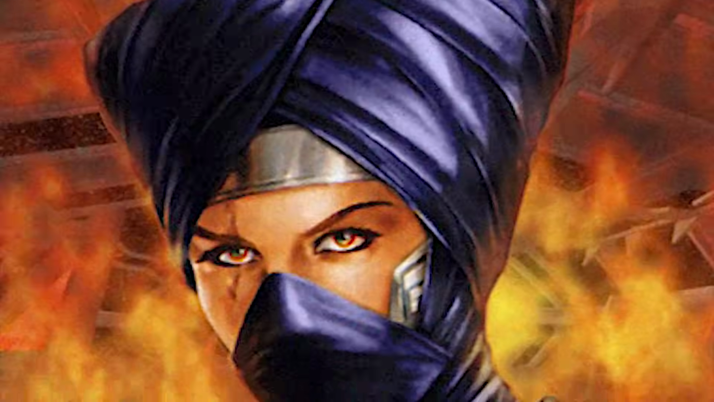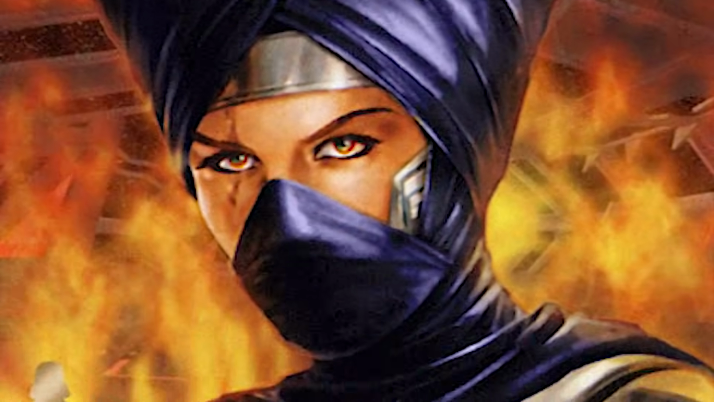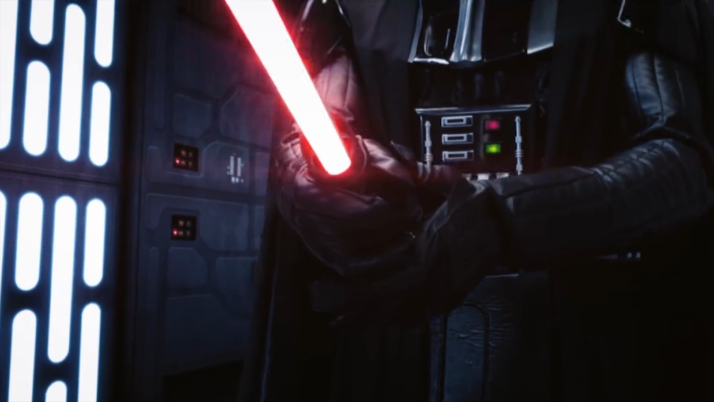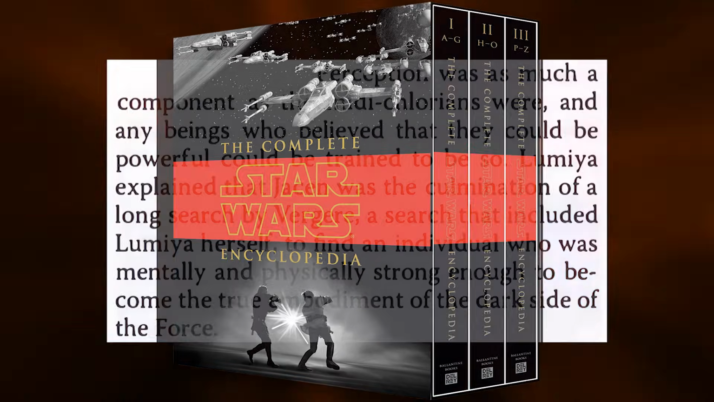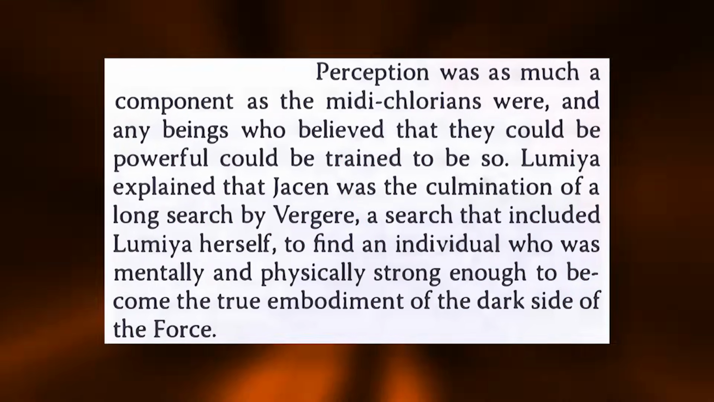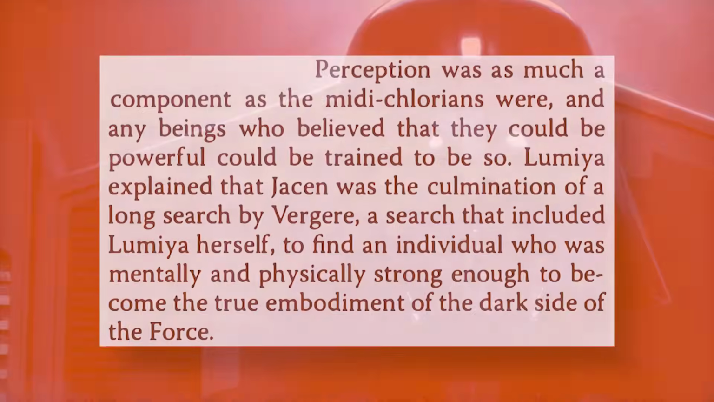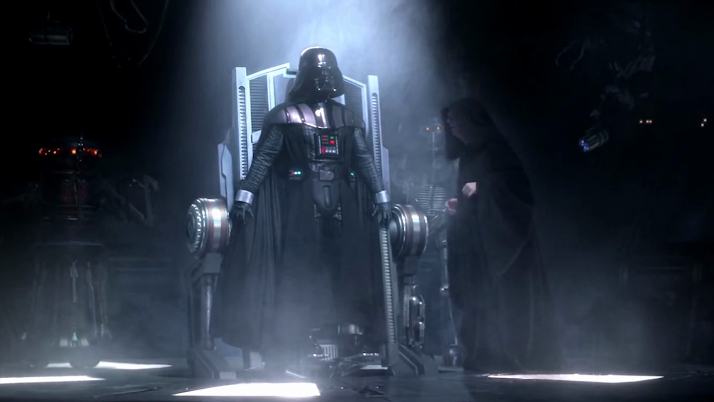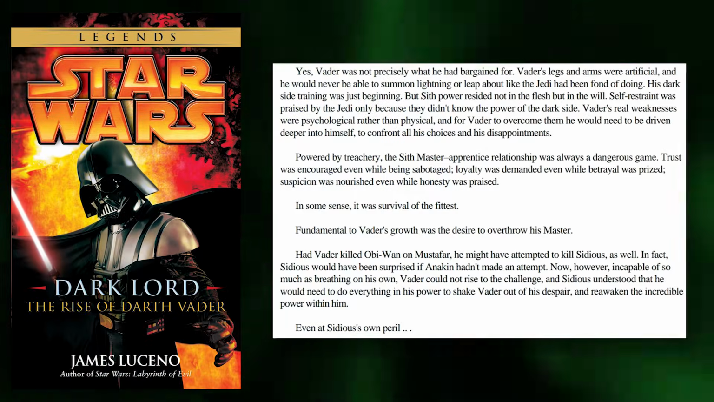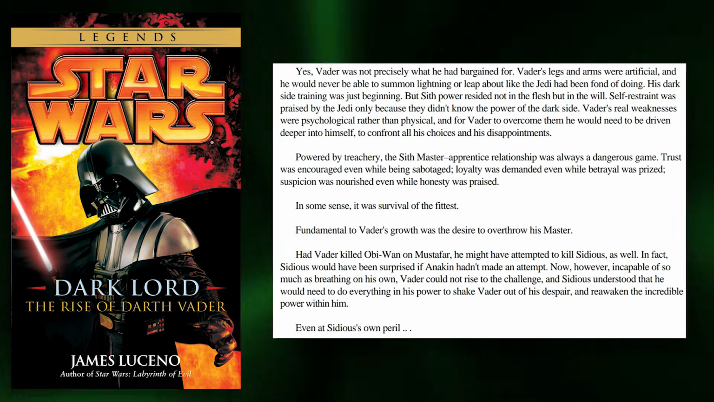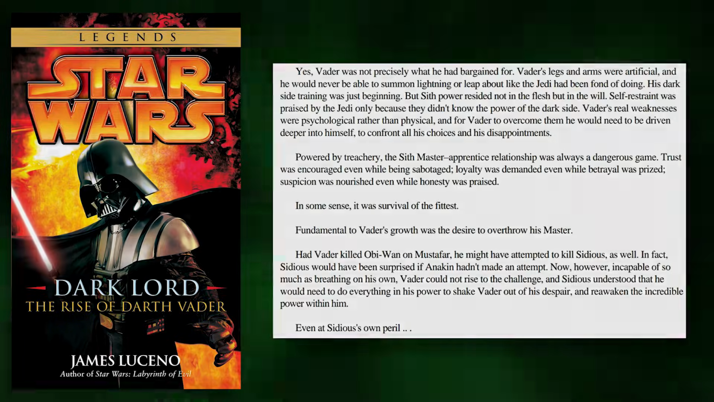Also, to Lucas's point of Vader losing potential due to his injuries, both Sidious and the Dark Lady Lumiya, an understudy of Vader and Sidious, believe that the power of the dark side relies more on will than the flesh, with the Star Wars Complete Encyclopedia stating, "Perception was as much a component as the midi-chlorians were, and any beings who believed that they could be powerful could be trained to do so," with Sidious citing Vader's actual weakness as a matter of psychology rather than physicality, and that he would do everything in his power to re-establish Vader as the most burgeoning Force user in the galaxy.